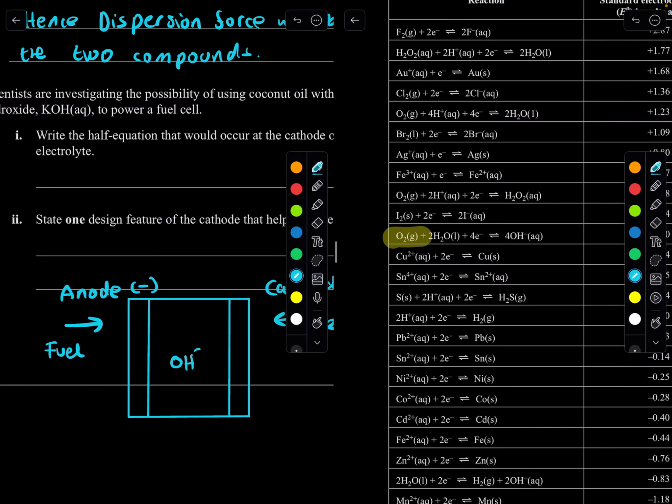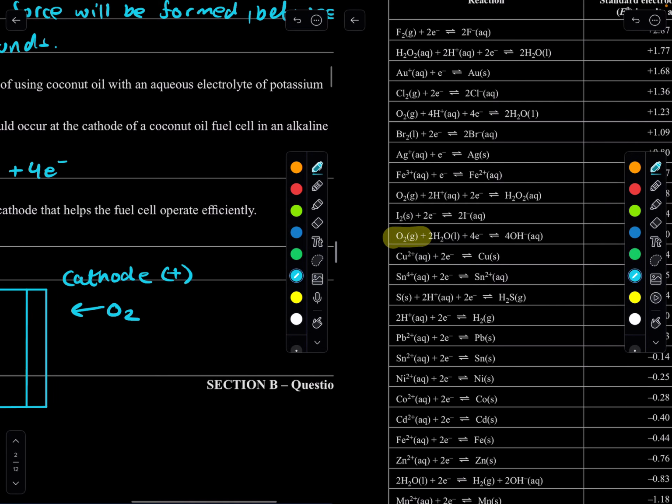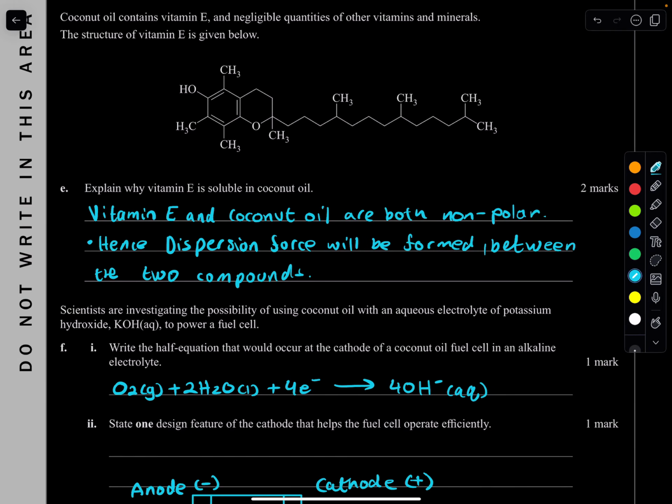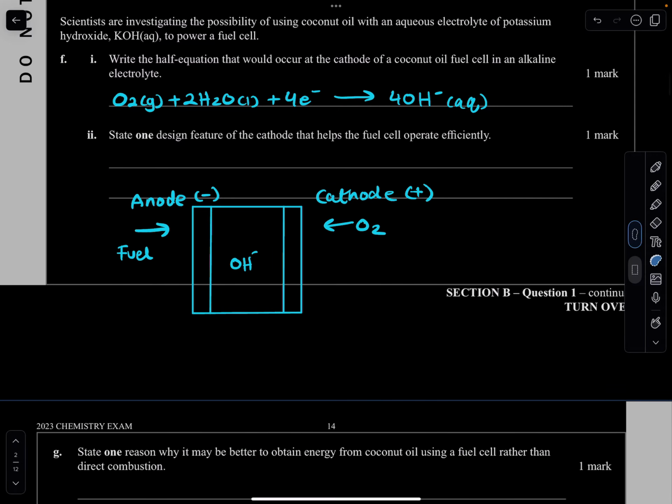So, rewrite the whole equation. Write what you just saw: O2 gas plus 2H2O liquid plus 4 electrons goes to 4OH- aqueous. Beautiful. That looks perfect. Done. Let's go back down here. Let me just make this small now.